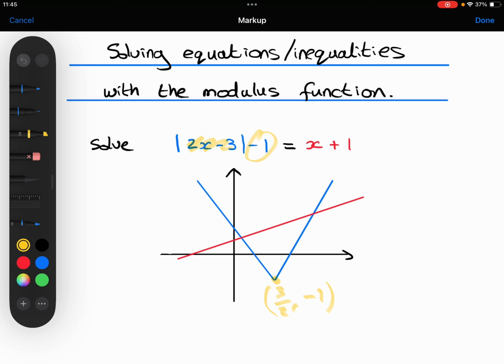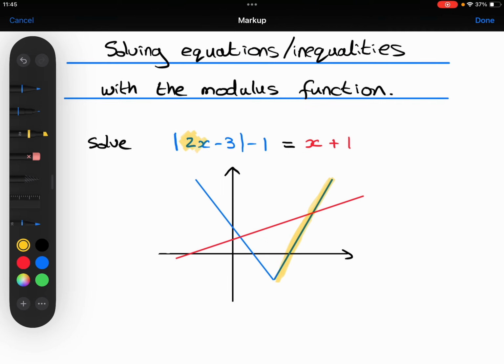And then the other more crucial thing that we're going to need to know for this video is that this part of the graph here has a positive gradient. So that's where this is positive. So we'll have a 2x minus 3 minus 1 for that part of the graph.